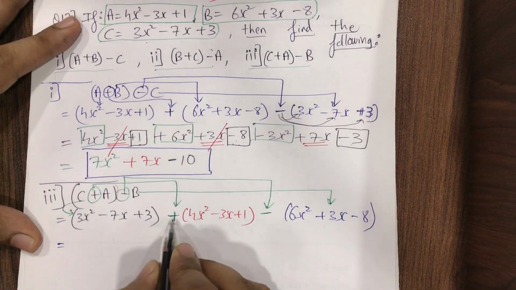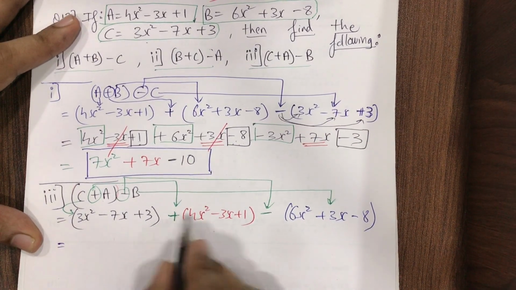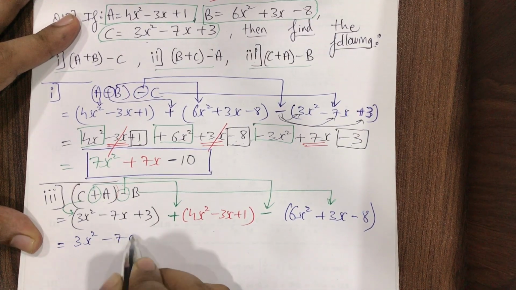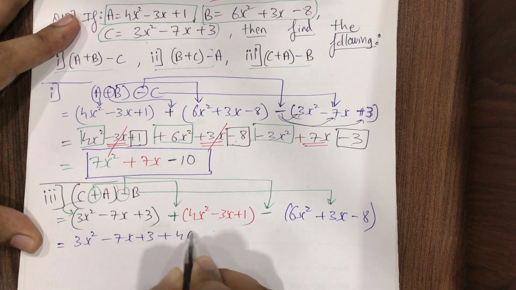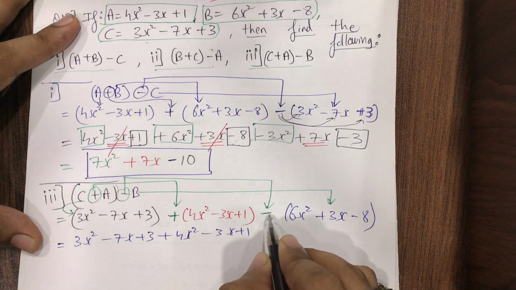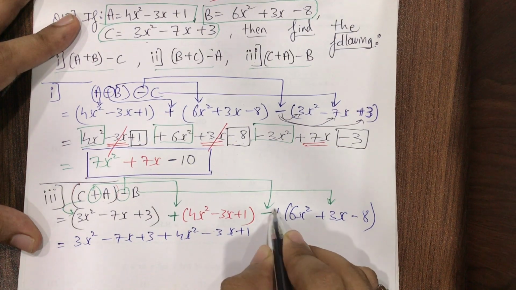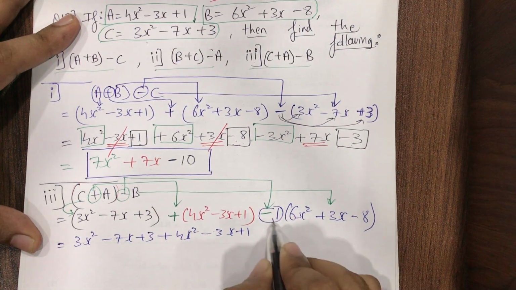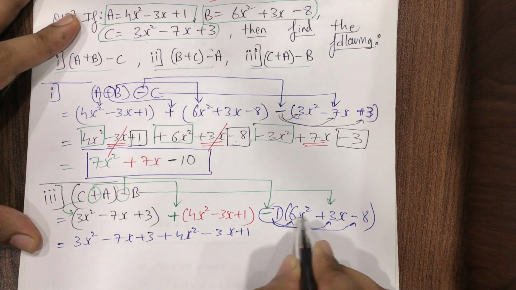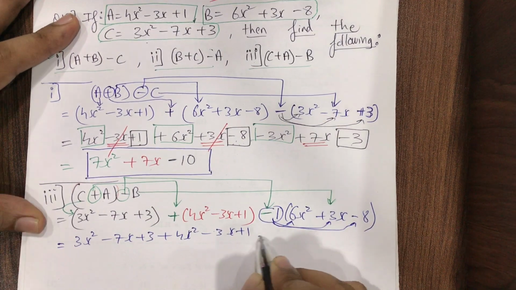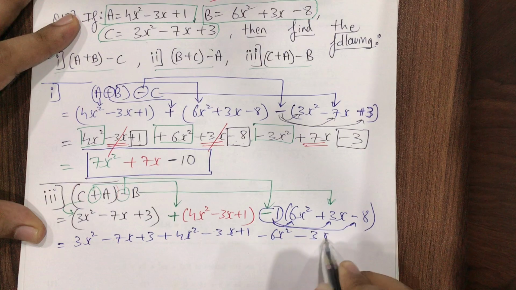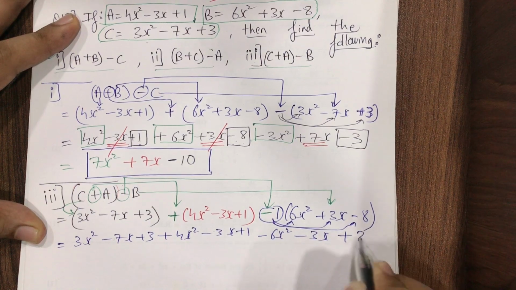See here, because we have plus in between, there will be no change with these two brackets. So this will be 3x square minus 7x plus 3 plus 4x square minus 3x plus 1 as it is. But because there is nothing here, it means it's 1, so this is like minus 1 multiplied with this entire bracket, so the signs of all the terms will change. This is actually 6x square, but this will become minus 6x square. This is actually plus 3x, but this will become minus 3x. This is actually minus 8, but it will become plus 8.